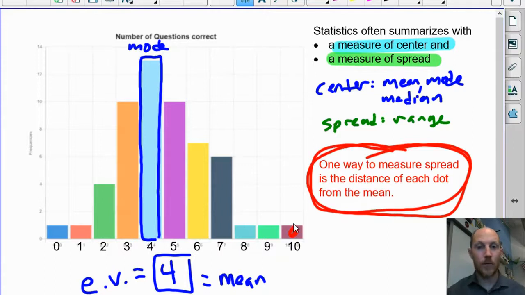And I would continue that for every single one of those different data points represented in the histogram, and then average all of them to find the average spread. How far is each data point from the mean on average?